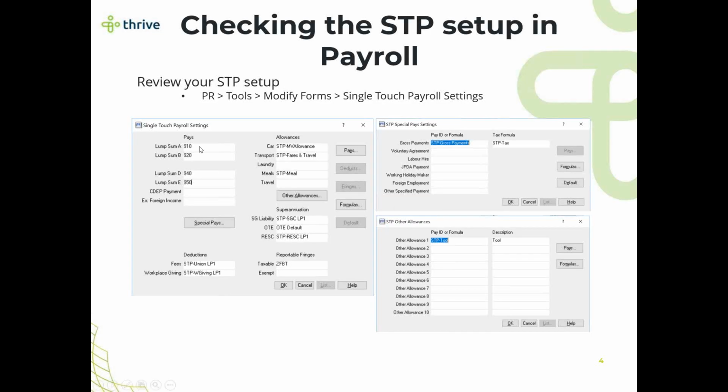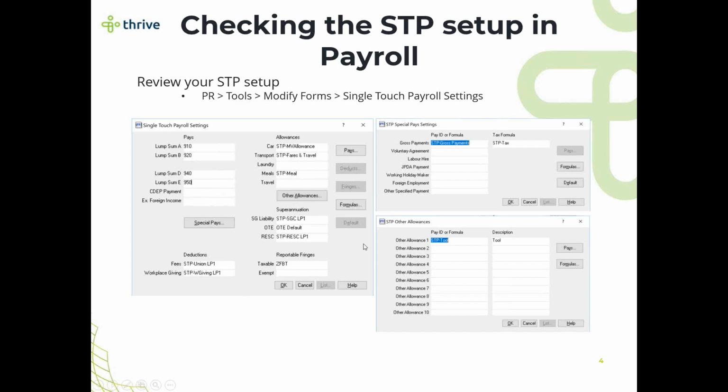Okay, so reviewing your STP setup. Under your payroll tools menu, there's a modify forms, single touch payroll settings. So hopefully those who have used Sage before are familiar with this screen. It's not the prettiest screen to look at, but you can see it's classifying your pays into the different lump sum IDs, specific allowances, and then you've got your other allowances.